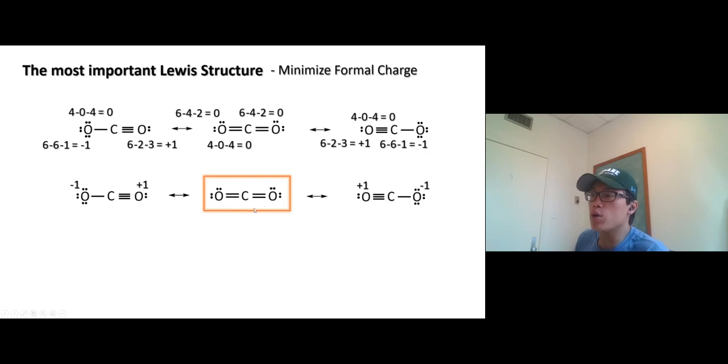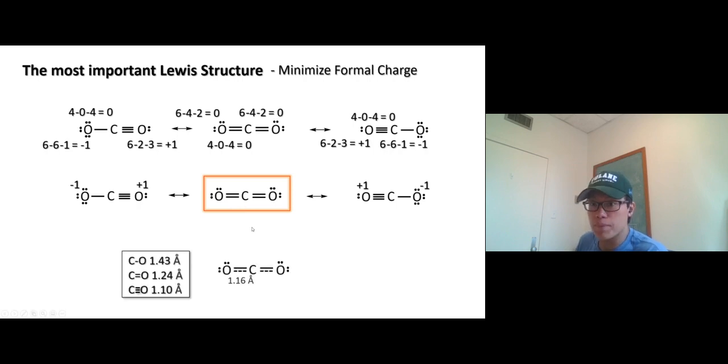What do we mean by the most important Lewis structure? This Lewis structure is the most stable, because it minimizes formal charge. The one that doesn't have charge is the most stable, and this one is going to contribute to the real structure of carbon dioxide the most. The real carbon dioxide looks more like this one than the others.